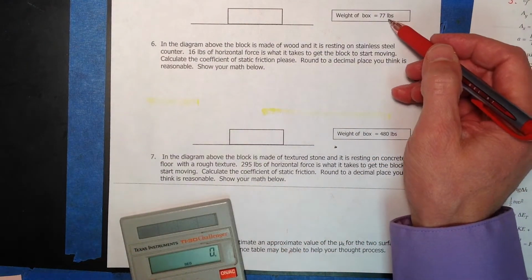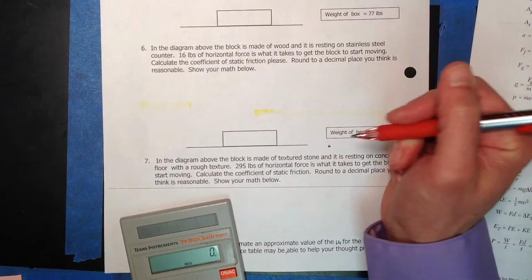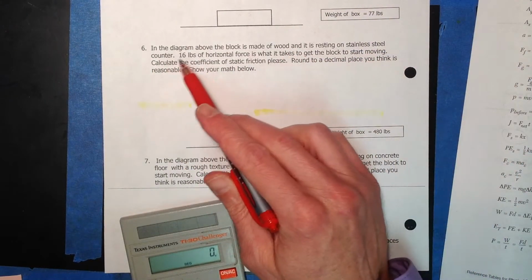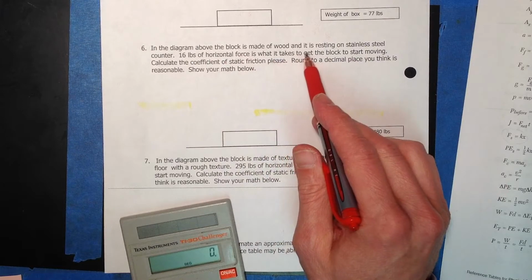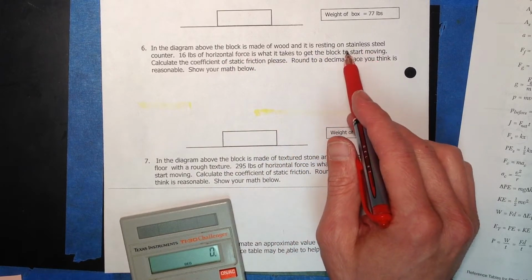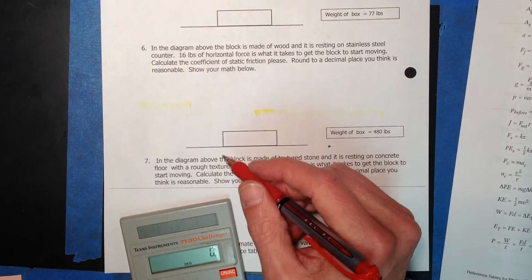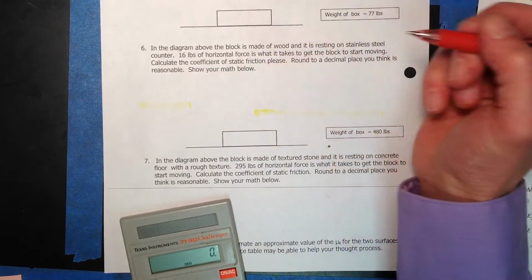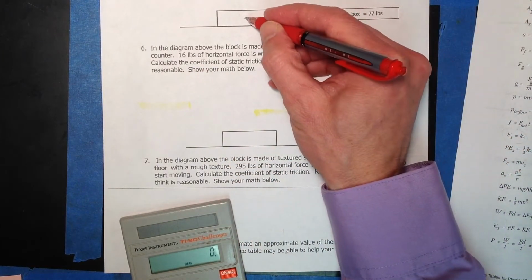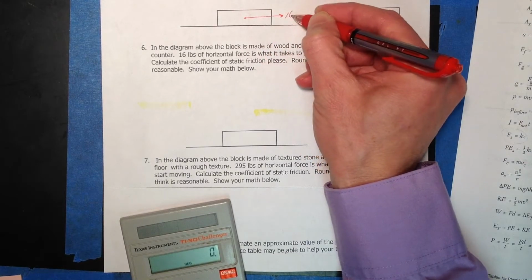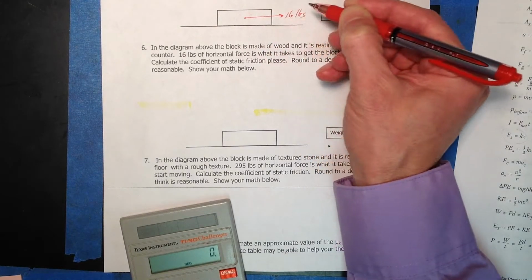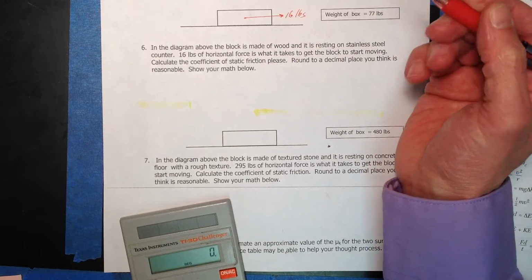So, weight of the box is 77 pounds. Here's the box, here's the surface, or what does it say, counter. In the diagram above, the block is made of wood and it is resting on a stainless steel counter. 16 pounds of horizontal force is what it takes to get the block moving. So I could say force applied, 16 pounds. If you want to do this, it's good to just get it in your head. Label these diagrams and make use of it.